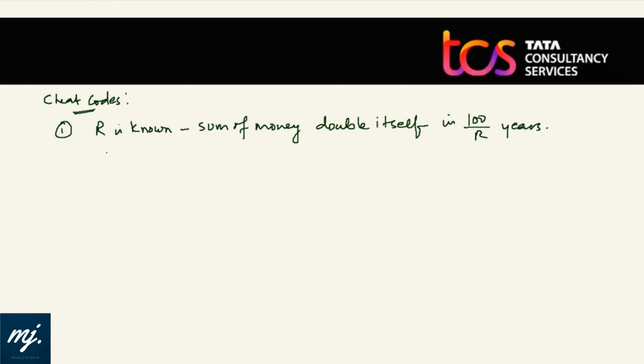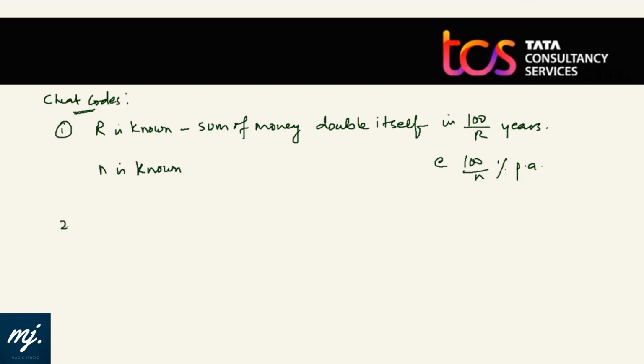And the other way around also: if N is known, then a sum of money will double itself at the rate of 100 by N% per annum. Suppose someone says that your money doubles itself in 15 years, then what is the simple interest rate you are getting? It is simply 100 by 15, that is 6.67% per annum.